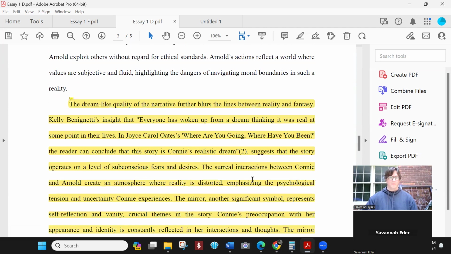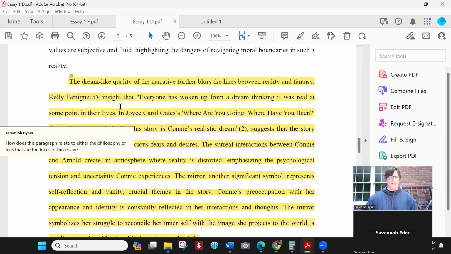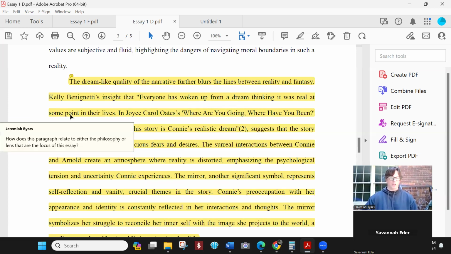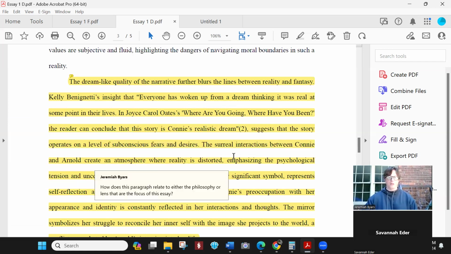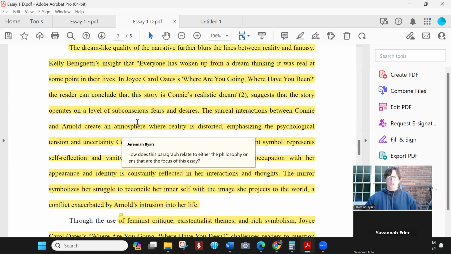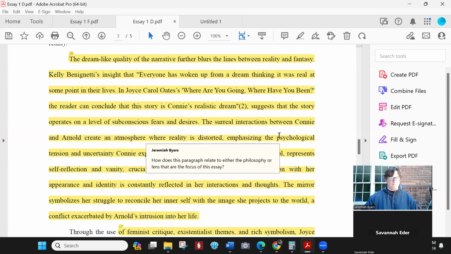All right, and then we have this paragraph right here. The dreamlike quality of the narrative further blurs the lines between reality and fantasy. Kelly Benight's insight that everyone has woken up from a dream thinking it was real at some point in their lives, and the Joyce cares where you going, where have you been? The reader can conclude that this story is Connie's realistic dream, suggests that the story operates on a level of subconscious fears and desires. The surreal blah blah blah blah blah. Okay, this paragraph is very problematic because this doesn't relate to the paper at all.